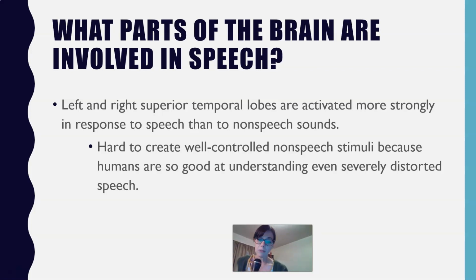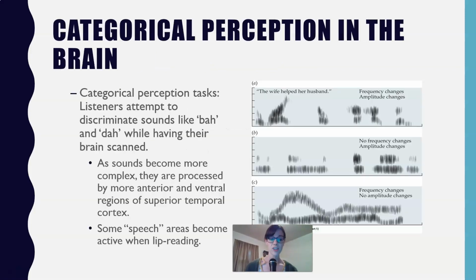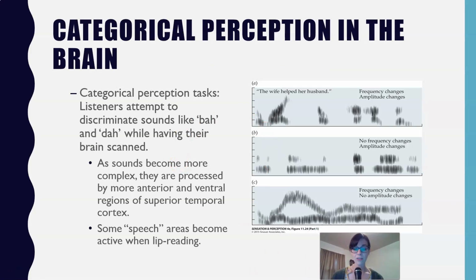Now, one of the big problems with doing speech research and neuroimaging is that when you're comparing speech sounds versus non-speech sounds, it's really hard to create well controlled non-speech stimuli, because we are very, very good at detecting speech even when the signal is degraded in some way. So we're going to look at a couple of instances where people have tried to create good variations of non-speech stimuli. For example, one study has looked at this.